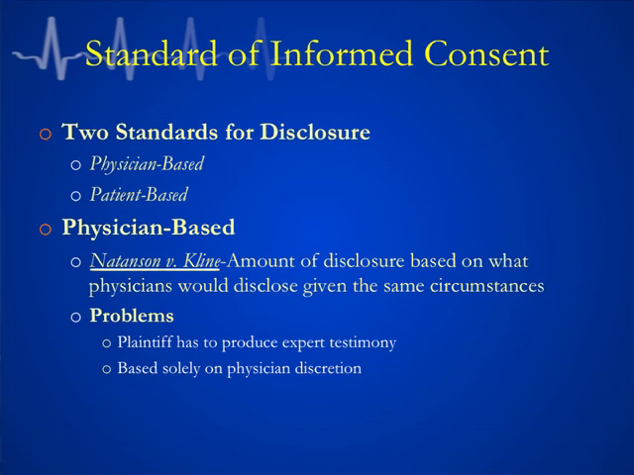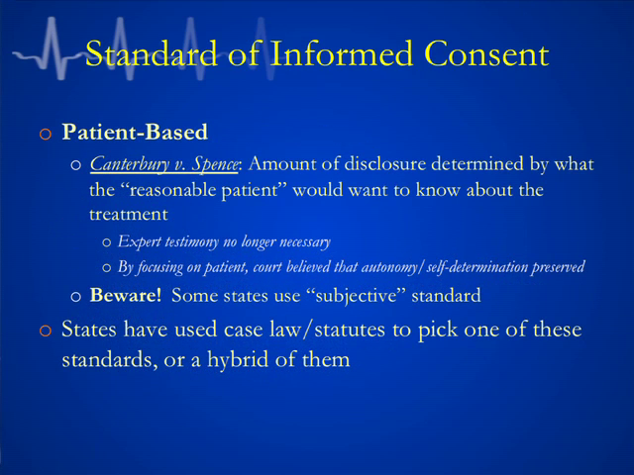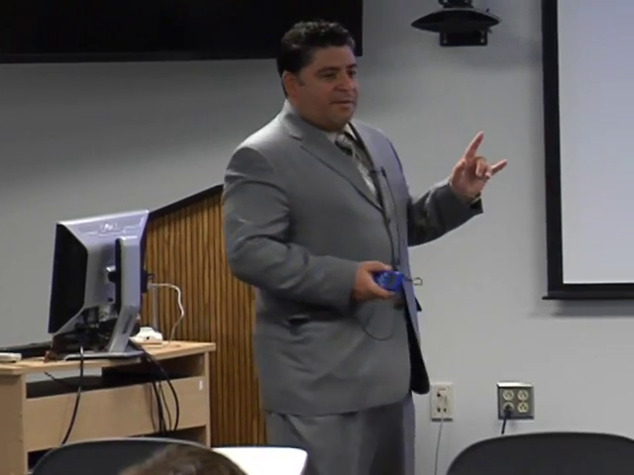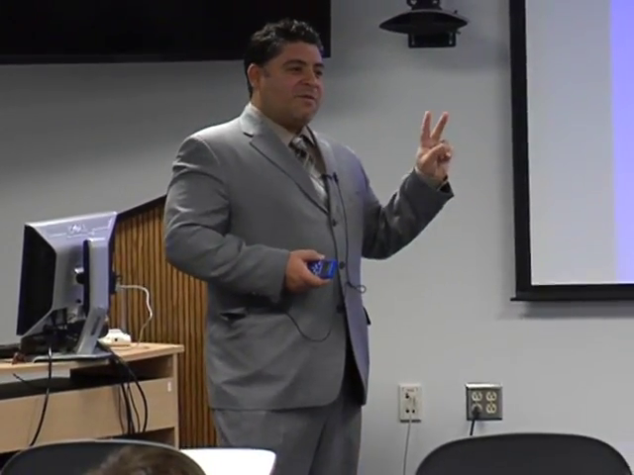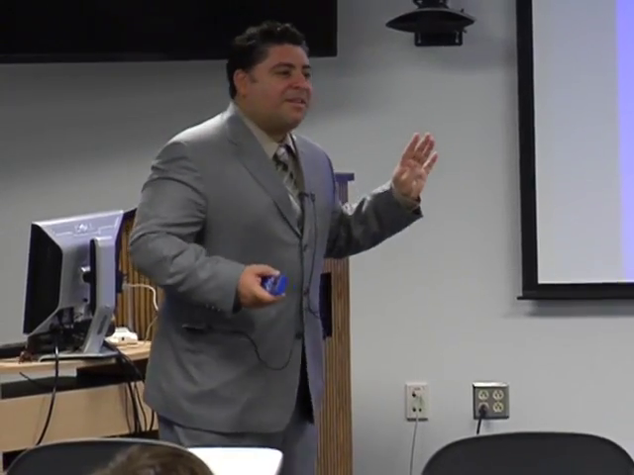They always say the plaintiff has the burden of proof. The plaintiff is the person that actually files the complaint, right? So as a matter of law, they have to produce expert testimony, based on this standard, to say, hey, I did not have the proper amount of disclosure to make this decision. The patient-based standard of care was actually introduced by Canterbury v. Spence, very famous case. The amount of disclosure is determined by what the reasonable patient would want to know about the treatment. In my first year of law school, we had something called ORPP, the ordinary, reasonable, practical, and prudent person. It's a make-believe person, right?